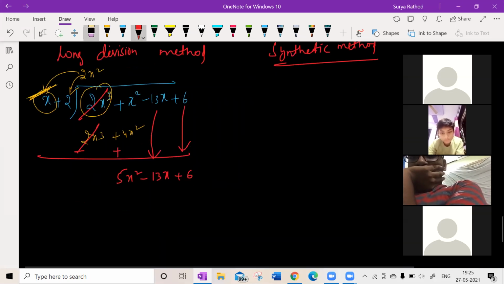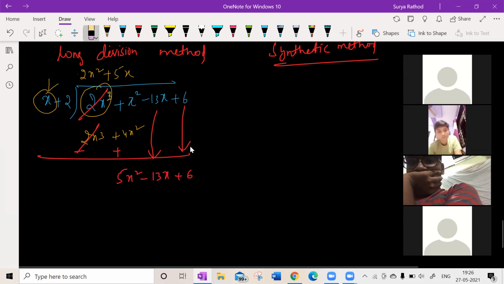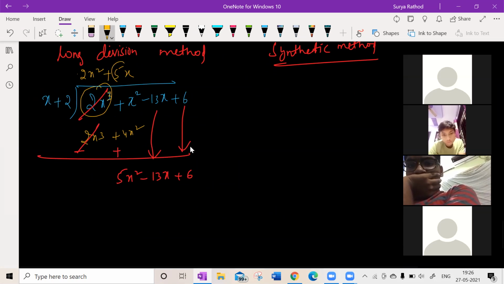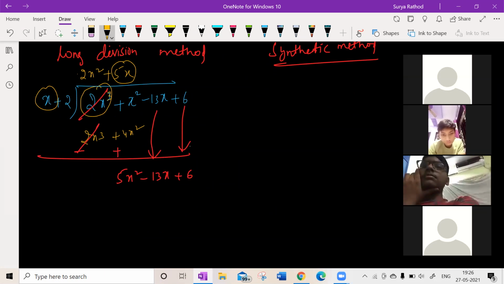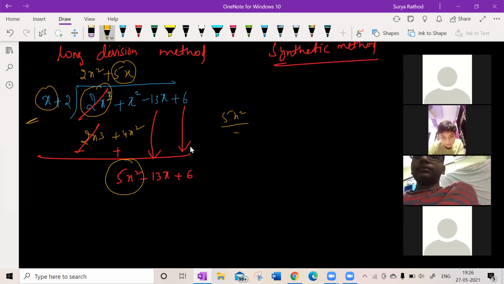Okay. Now again, look at this here. With what number must I multiply so that I'll get 5x square? With 5x, as simple as that. If I multiply 5x by x into x... how did you get 5x, sir? What I told you: first term of this divided by this one. So 5x square divided by x, x will get cancelled. I'm getting 5x here.